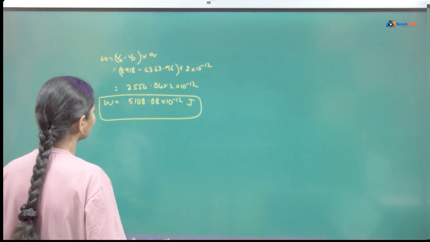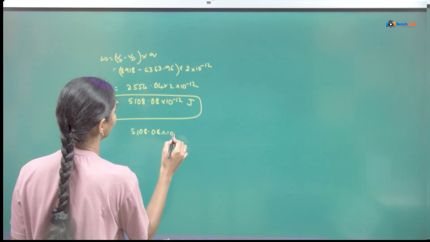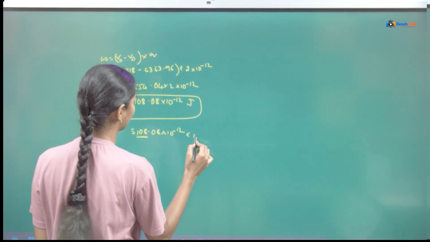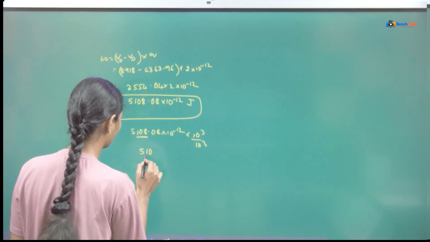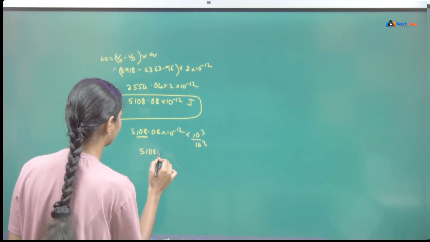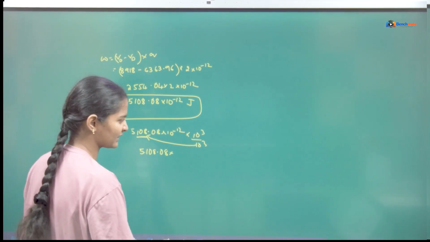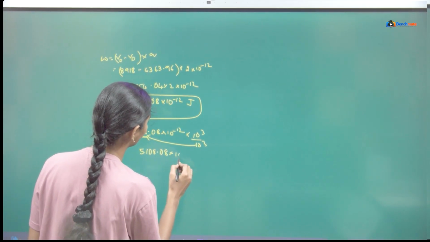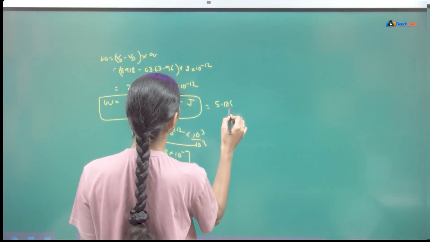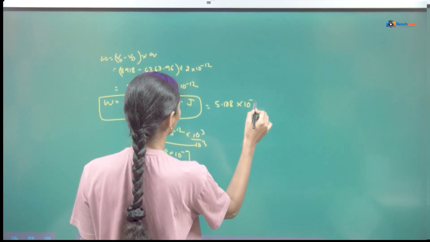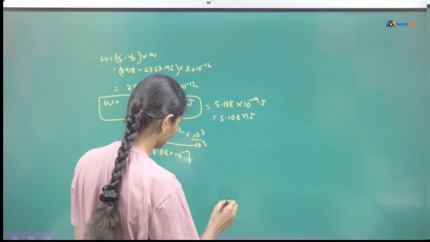Okay. So how to do it? 5108.08 into 10 power minus 12, right? So I need 3 points, so multiply and divide with 10 cube. So that you are going to get 5.10808 for this. Next, minus 12 plus 3, 10 power minus 9 you are going to get. So this also you can write as 5.108, 3 decimal places is enough, into 10 power minus 9 joules, or 5.108 nanojoules. That you can take.